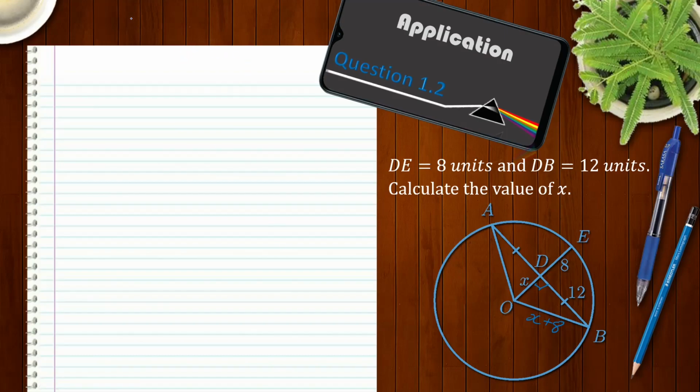So first of all, we can start by saying that x plus 8 is OB. Actually, we want to write it as this. We want to say that OB is x plus 8 and just say that it's the radii. Okay, then we want to say that AB is perpendicular to OD. Okay, and our reason is the converse of theorem 1, which says line through center and midpoint.